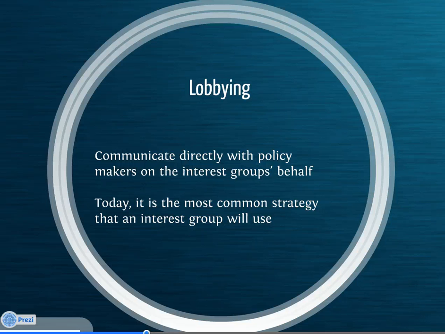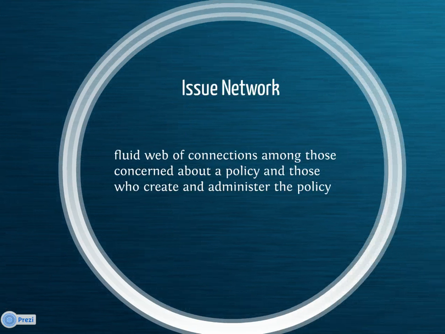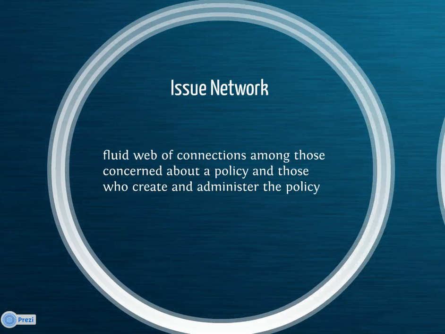Interest groups have learned that one of the most effective ways of influencing government is to hire former government officials, including cabinet officials, members of Congress, and congressional staffers as lobbyists. That's the revolving door. Because these ex-officials often enjoy good relationships with their former colleagues and have an intimate knowledge of the policy-making process, they are particularly effective in influencing government. Frequently, this practice creates an issue network, the fluid web of connections among those concerned about a policy and those who create and administer the policy.